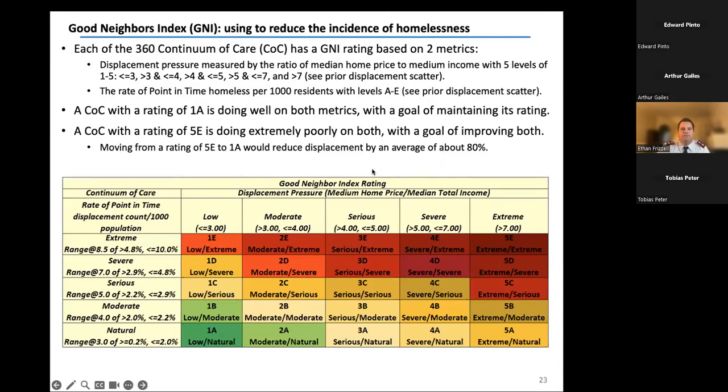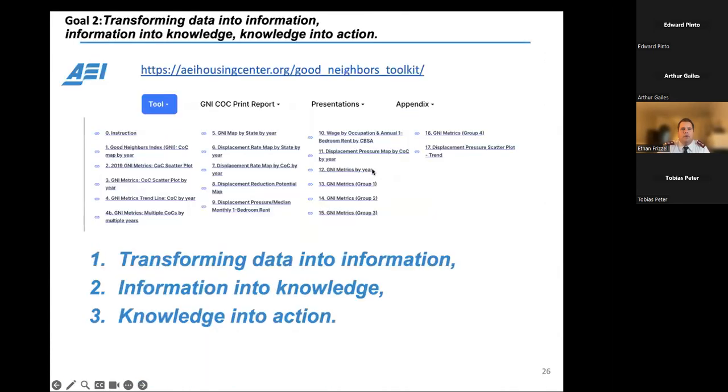And so in this tool, what we see is AEI transforming data into information, information into knowledge, knowledge into action. Our hope is that you are the ones who translate the information into action. By creating better policy, we see communities creating solutions. And wouldn't it be nice to have 10, 15, 20 communities that we can celebrate as creating solutions?